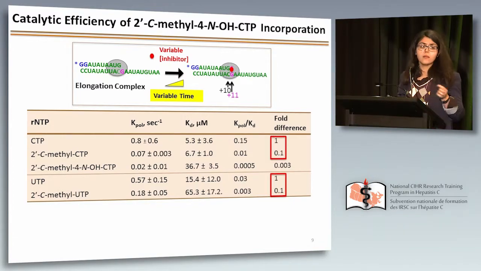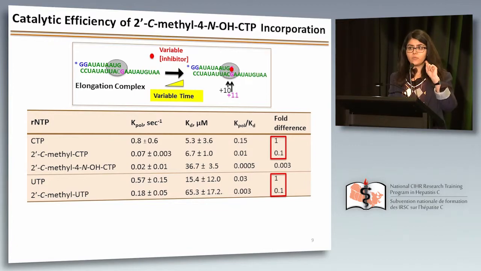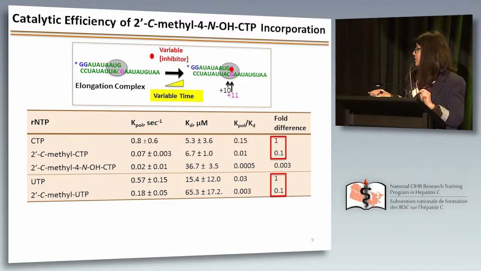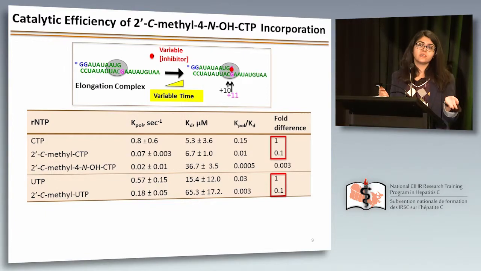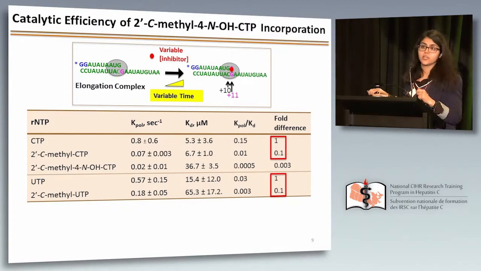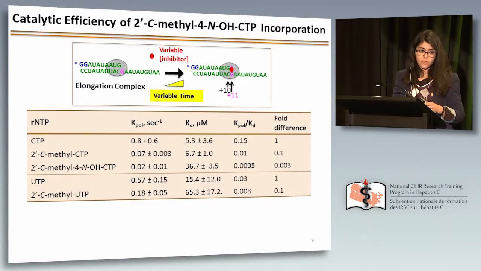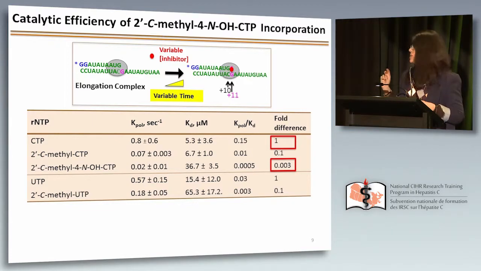So if we compare the natural substrate CTP to 2'-methyl CTP, so the compound with one chemical modification, and similarly the UTP natural substrate to 2'-methyl UTP, we see that the addition of that methyl group causes about a 10-fold reduction in the catalytic efficiency, and that's expected. But with the 2'-methyl-4-NOH CTP, this catalytic efficiency value is reduced by 3 orders of magnitude. And that probably explains why, when the natural nucleotides are present, we don't see this inhibition.